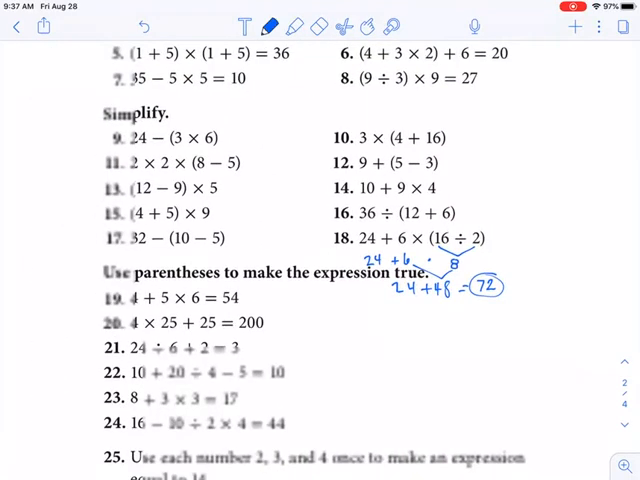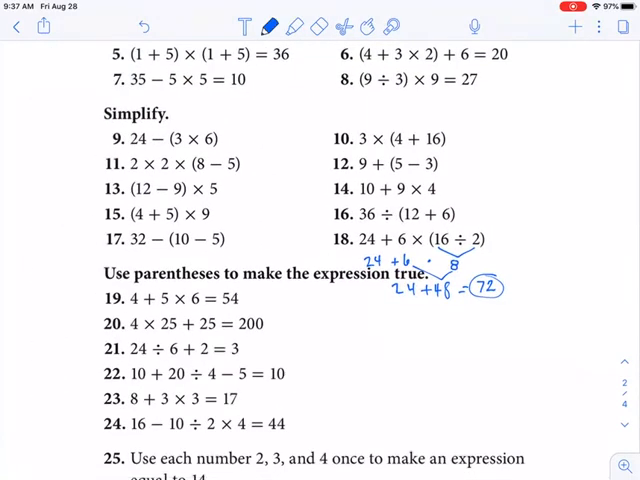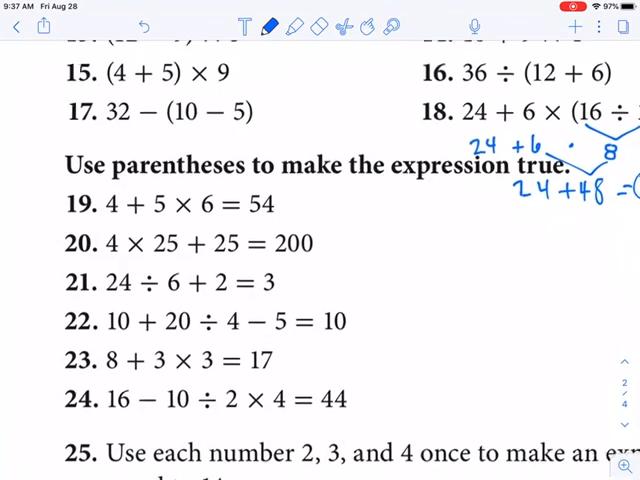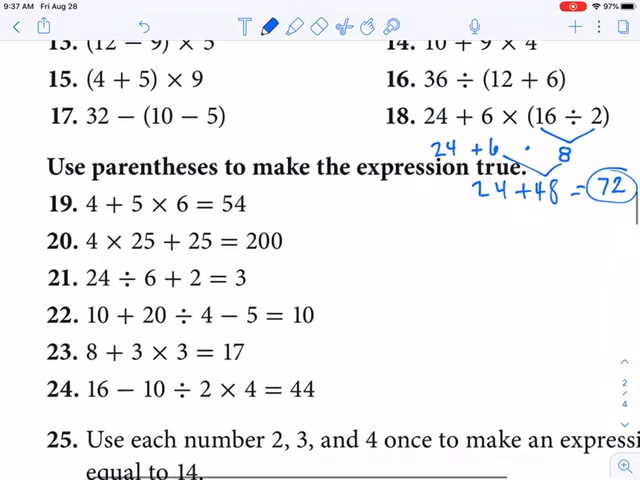Okay. Now in these next ones, they want you to use parentheses to make the expression true. And on Wednesday, we're going to play around with some Math 24 challenge problems where you have to put them in order to get 24. So, you know, your groupings really make a difference into what order and what answer you get.